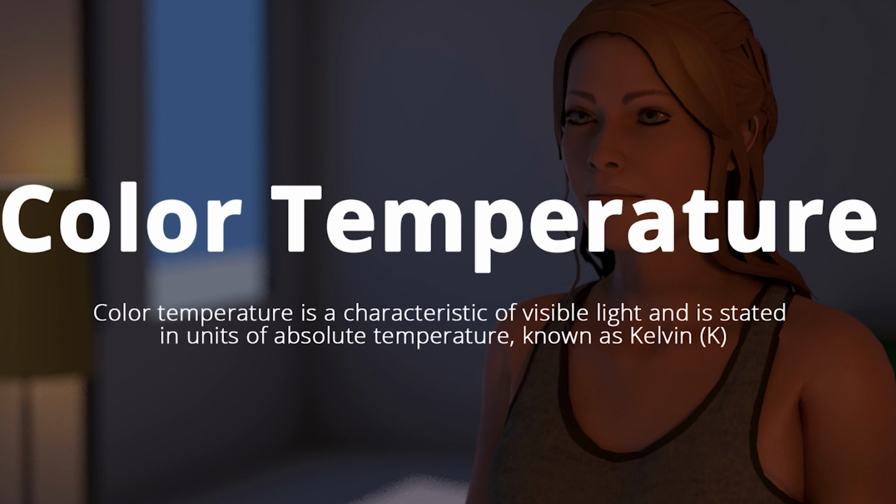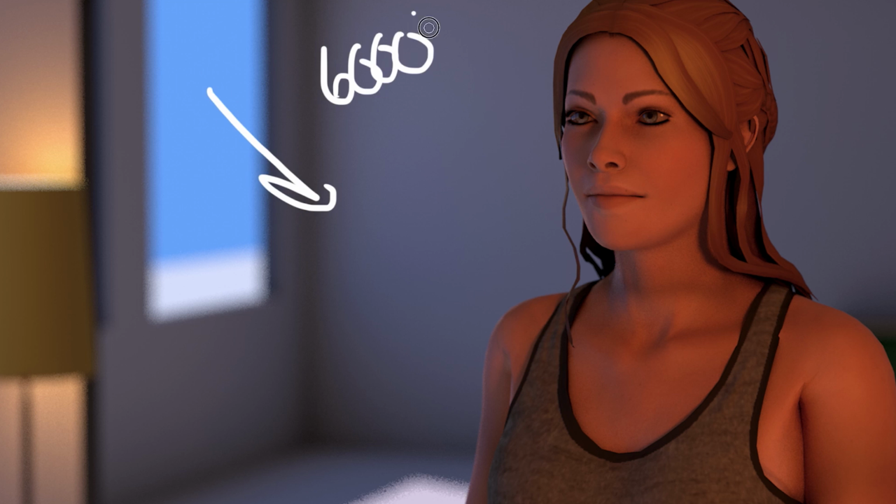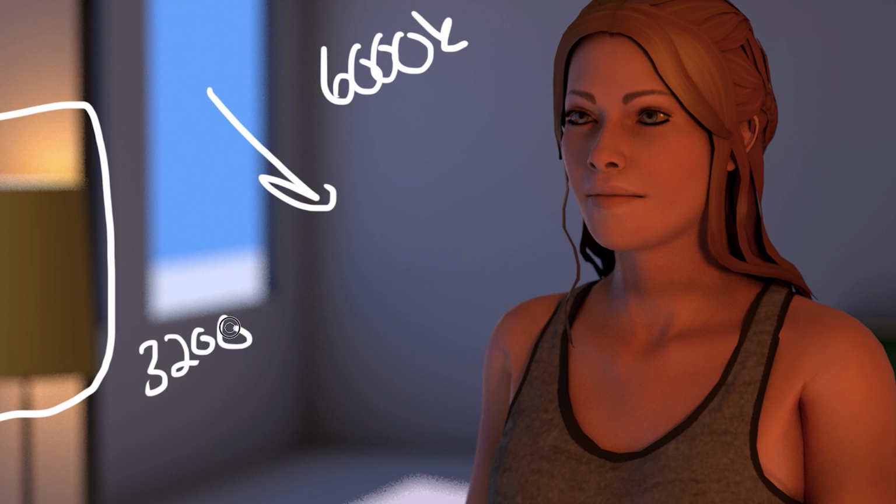And the higher the Kelvin is, the more blue or cool looking the color is. So in this scene here, we have three different light sources. We have the daylight coming in here, which is around 6,000 Kelvin. We have this lamp, or the practical, and that's at 3,200 Kelvin.